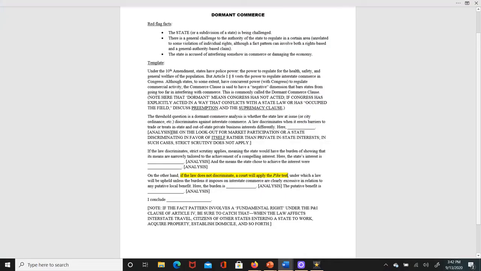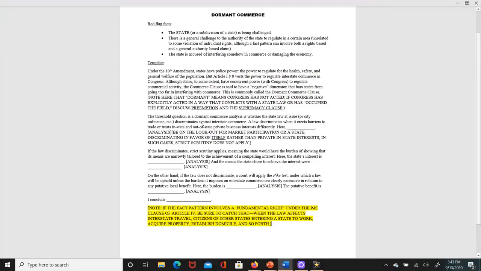So that's strict scrutiny. Now, if the law does not discriminate, here again the magic words, but has an incidental impact on interstate commerce, then you apply the Pike test, right? And you would identify that as a balancing test that goes like this. A court will uphold a law under Pike unless the burden placed on interstate commerce is clearly excessive in relation to the putative local benefit. And so there you're going to do a balancing test, but remember that scale, if you will, is weighted in favor of the state. So that is how you do a dormant commerce analysis.